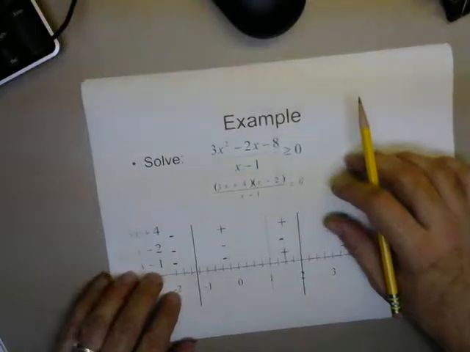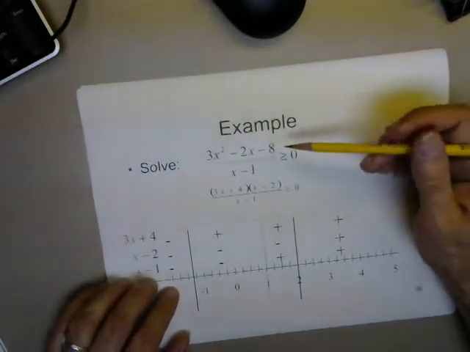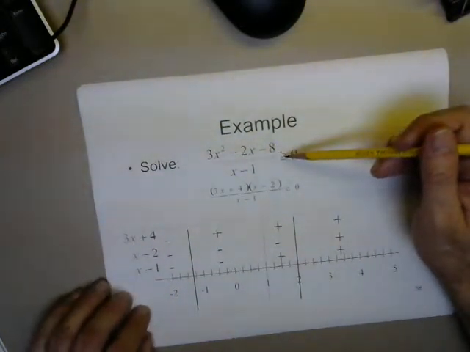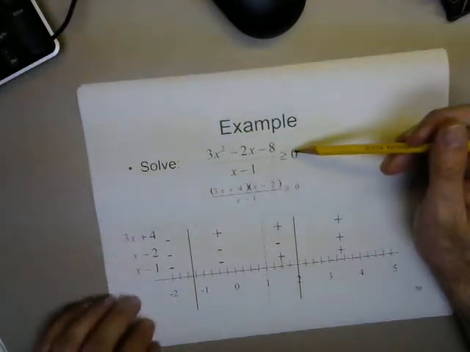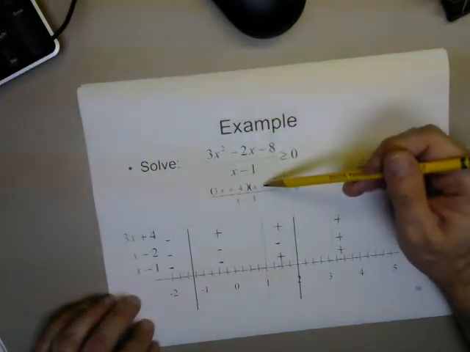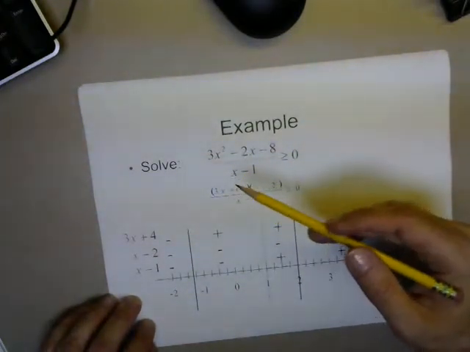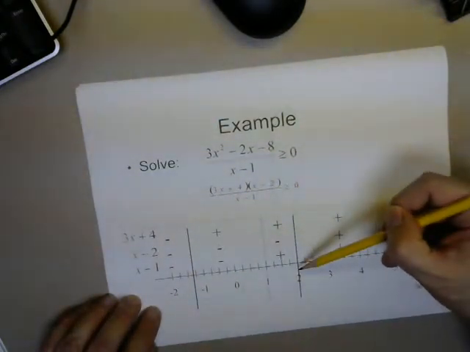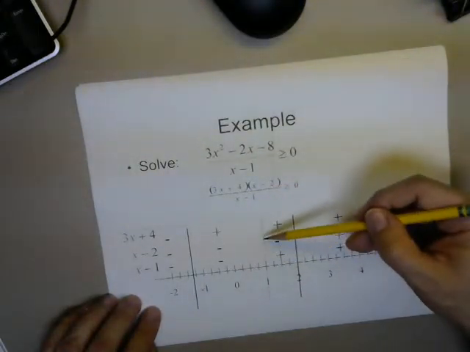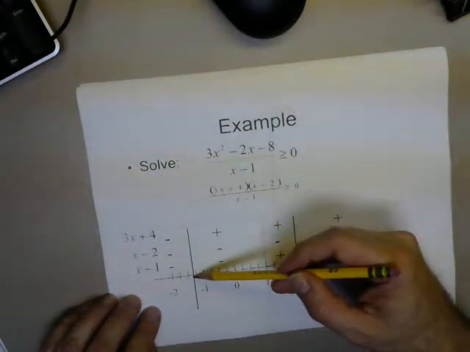Here's another example. Let's say you want to solve this inequality. This one already has 0 on the right-hand side, so all you have to do is factor the non-zero side. I've already factored it here. Then just pick a test point in each region. Your cut points will be at 2, 1, and then at negative 4/3 somewhere over here.